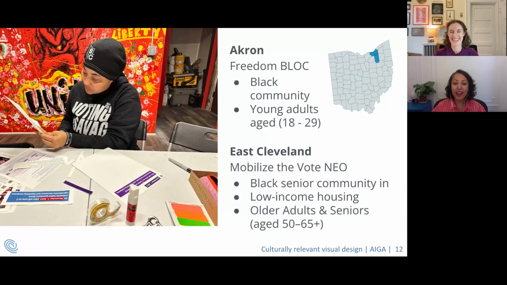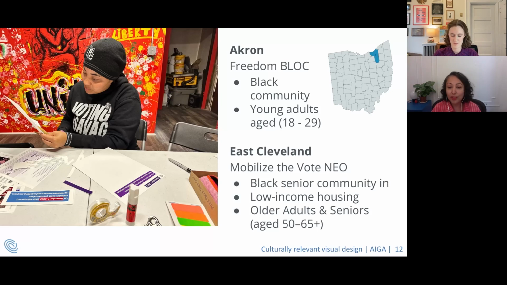So we partnered with 5 wonderful organizations. They really, truly were wonderful. And that allowed us to reach a really wide range of voters. So we traveled to Ohio. We spoke with 62 participants across the 3 cities. More than half of the folks we spoke with were from the Black community in Ohio.